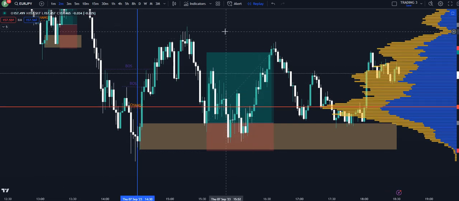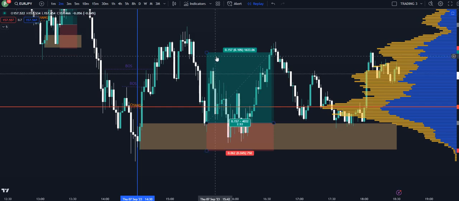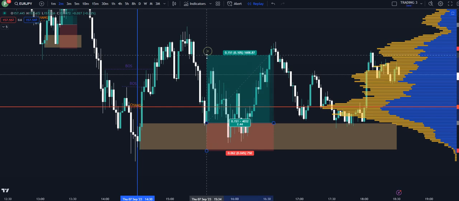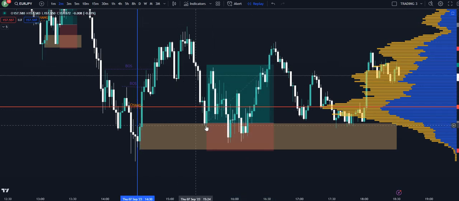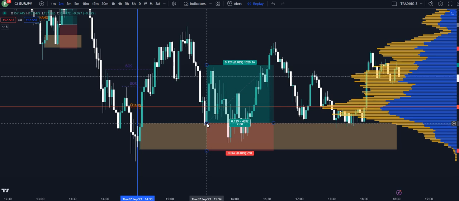Now the market has been trending massively on the downside, as you can clearly see, and then we're going to limit our risk to reward to 1 to 2, and enter at the order block. It's much better.